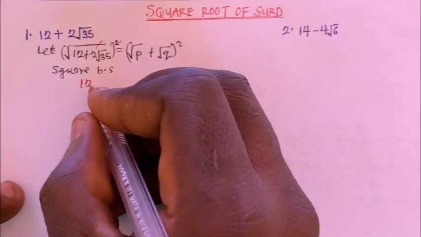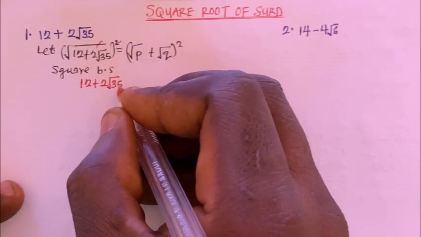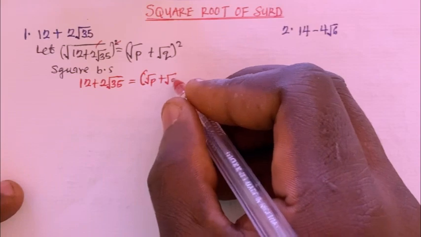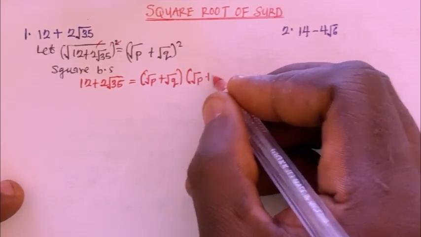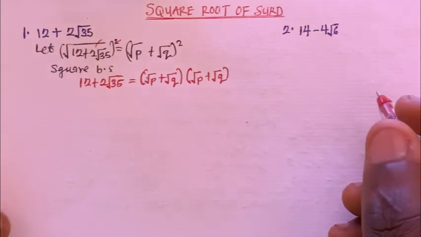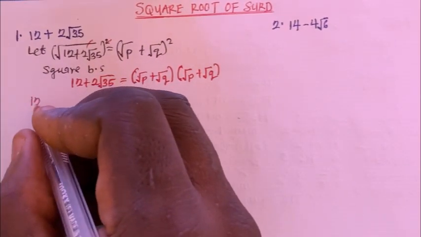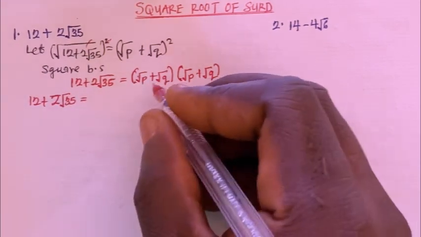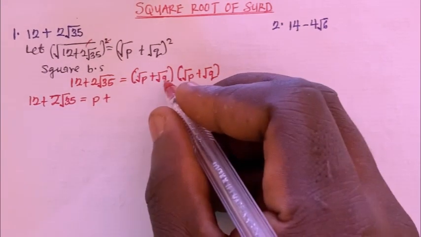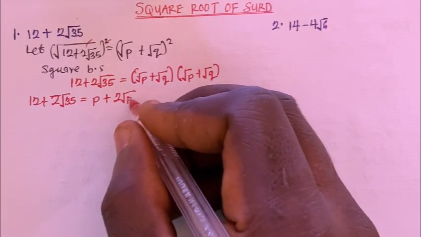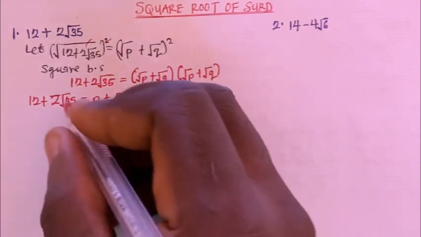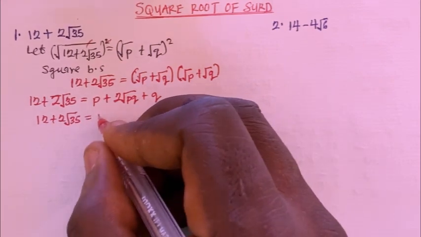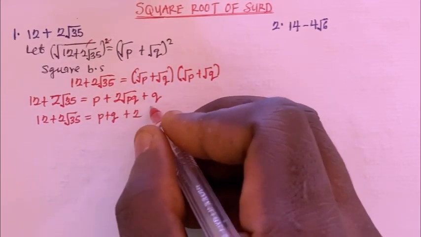Then I'm going to have this expression, 12 plus 2 root 35, equal to what? This is root of p plus root of q, in brackets, root of p plus root of q. Now I'm going to expand. That's 12 plus 2 root 35 equals p plus 2 root pq plus q. So here we have 12 plus 2 root 35 equals p plus q, then plus 2 root pq.